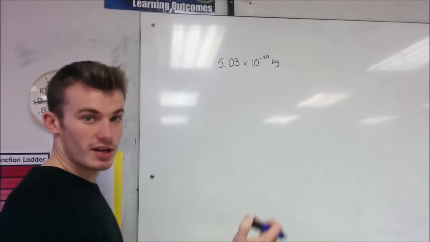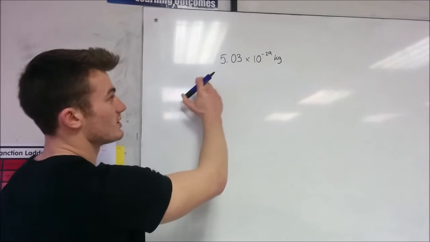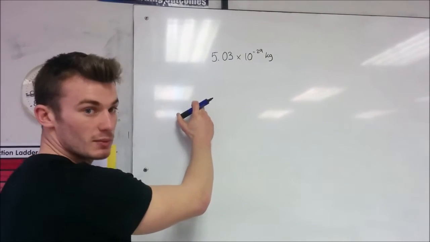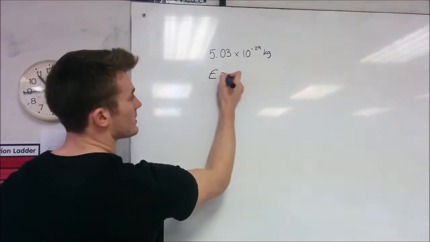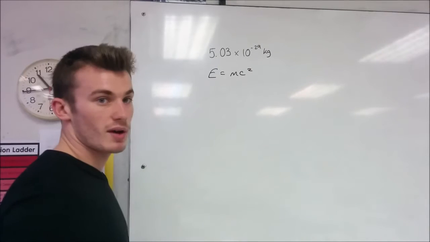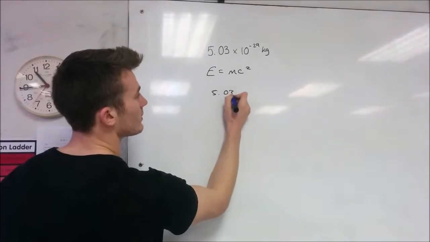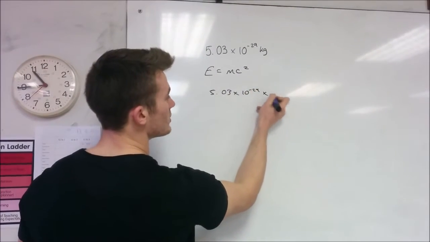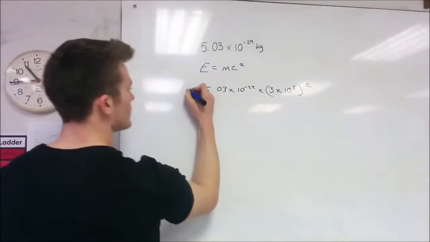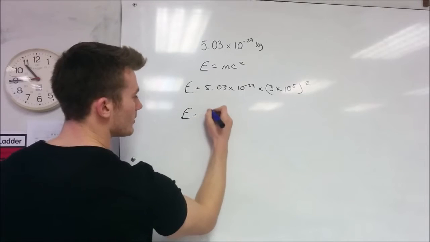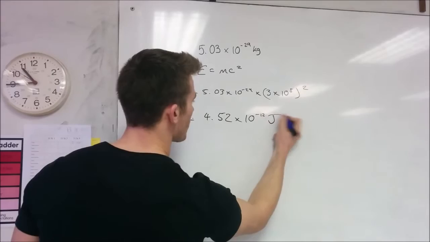Right, so we're going to work out the binding energy. We're going to take the mass deficit, which is the difference between the mass of the helium nucleus and the mass of all the constituent parts, and put that into Einstein's equation, E equals mc squared. So the binding energy will equal the mass deficit multiplied by the speed of light squared, which comes out at 4.52 times 10 to the minus 12 joules.